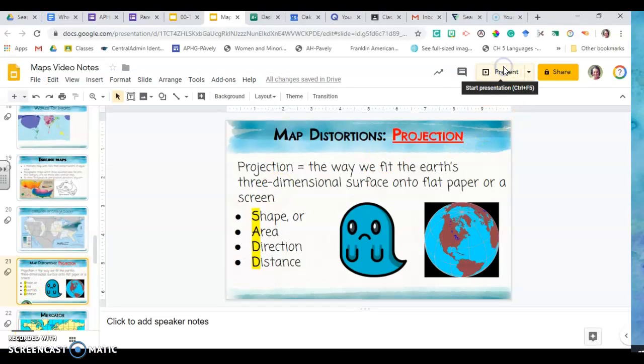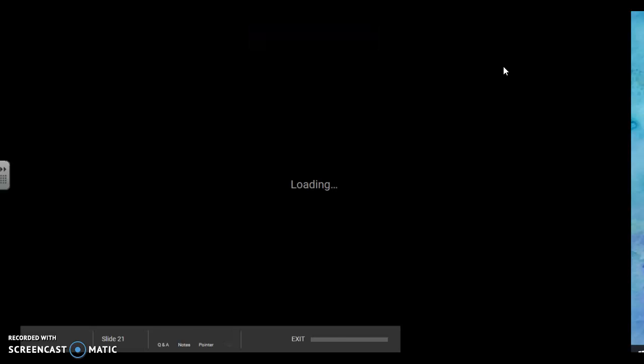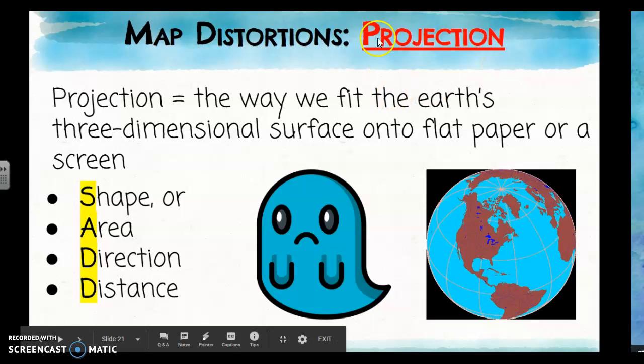Hi again. So we're going to finish up our discussion of maps by discussing map projections.